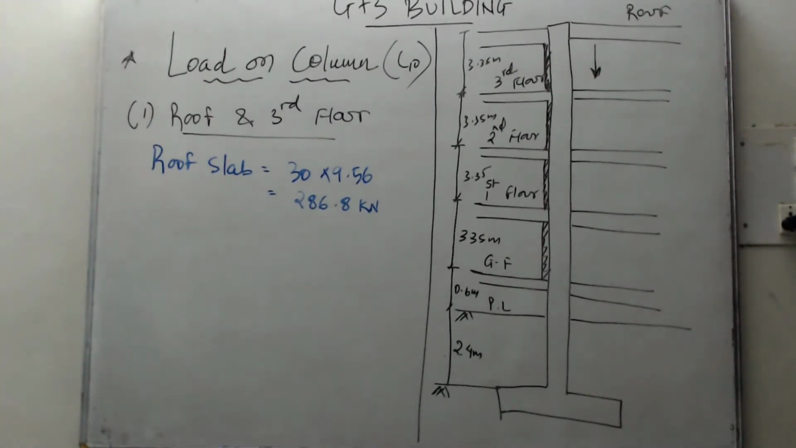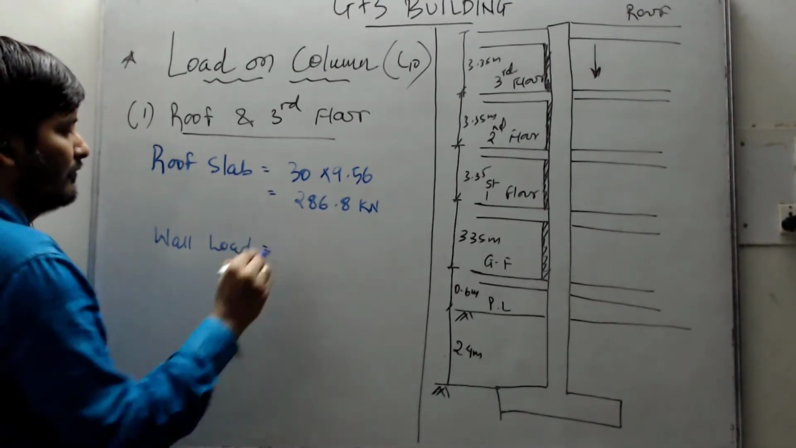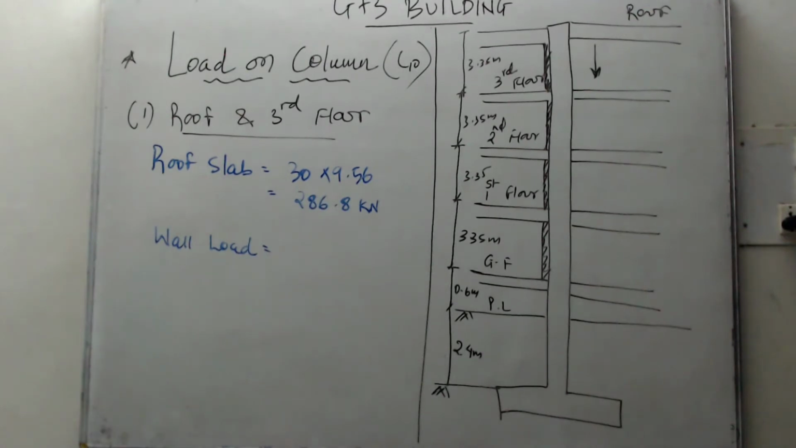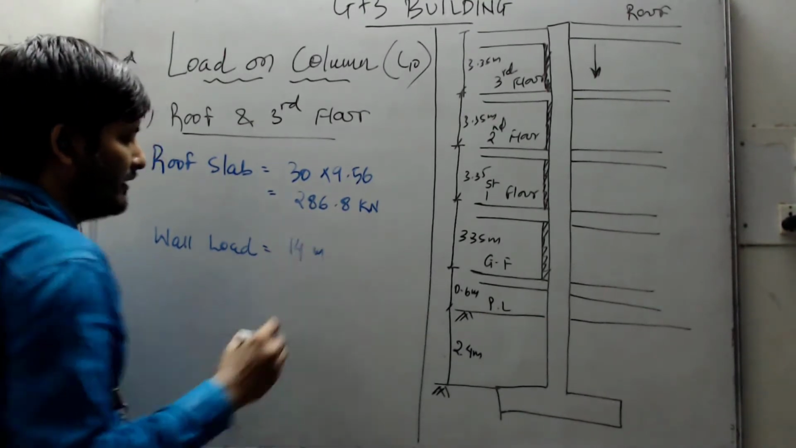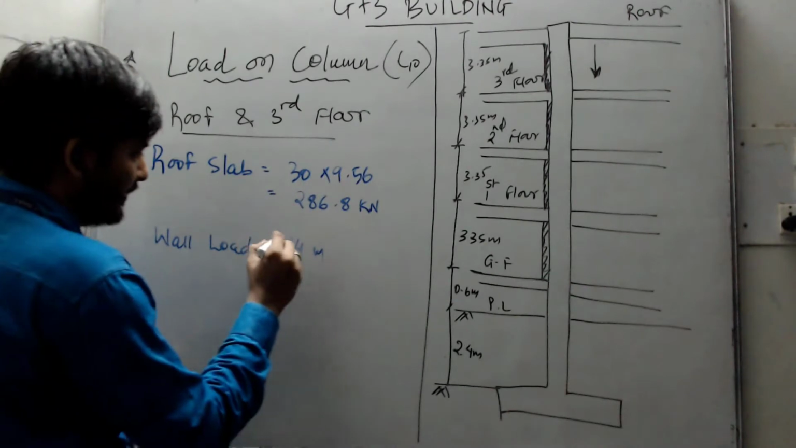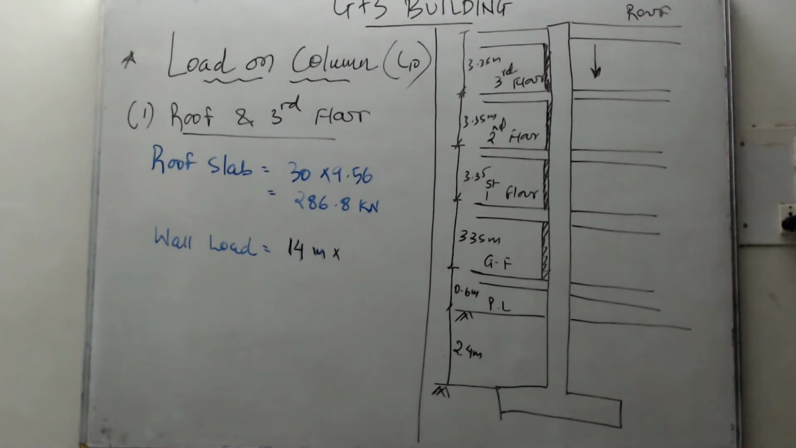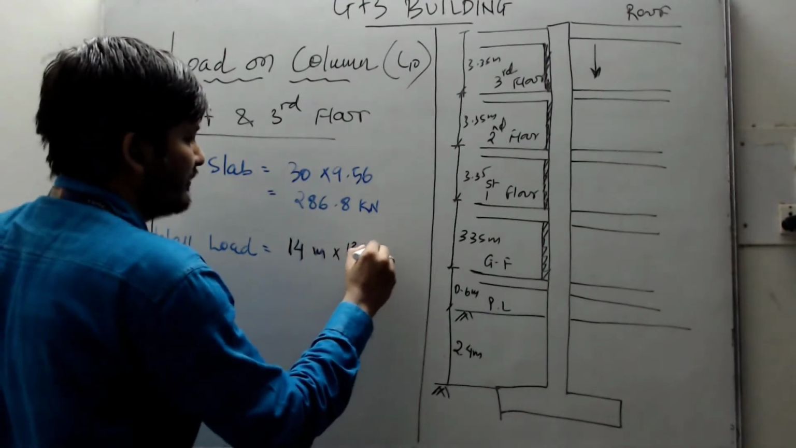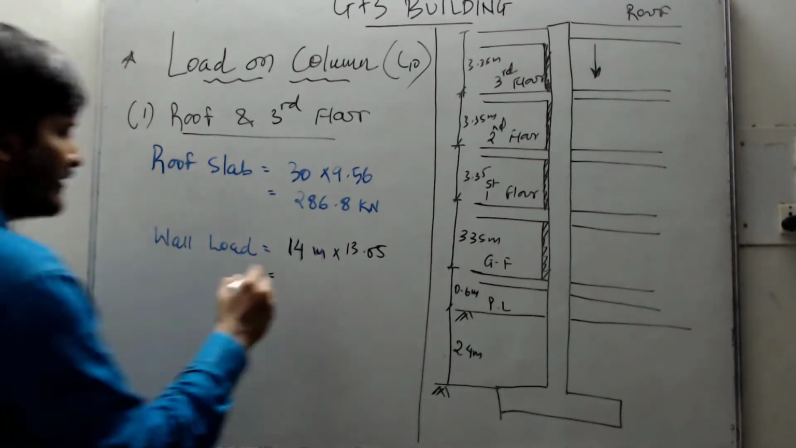Then second, we have a wall load also. We know the length of wall. The length of wall was 14 meter, if you see the previous video. Write it with some darker color. 14 meter. How much load have we calculated for that wall? We have calculated the wall load as 13.05. So multiply by 13.05, and we'll get the wall load as 182.7 kilonewton.